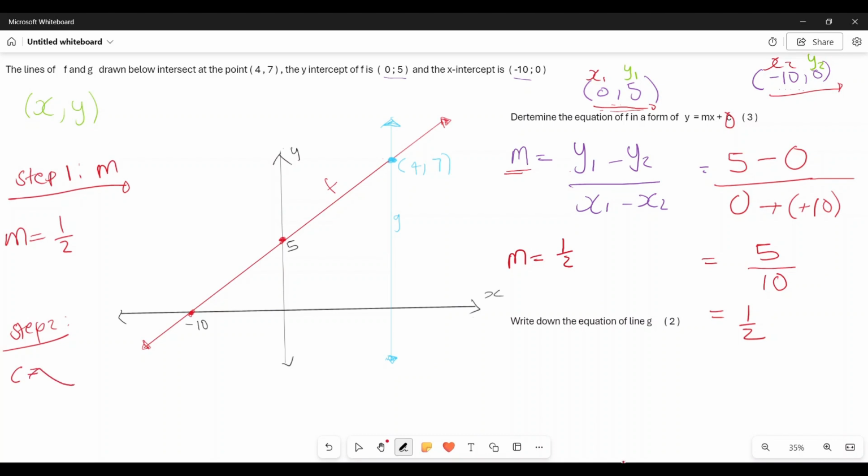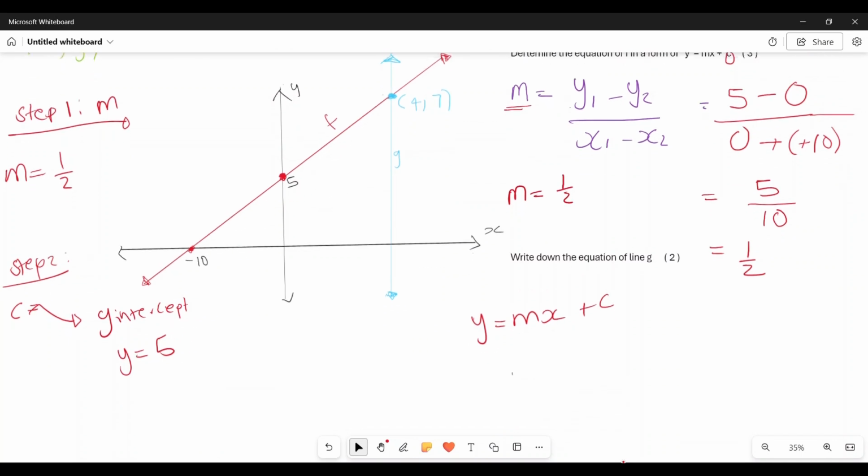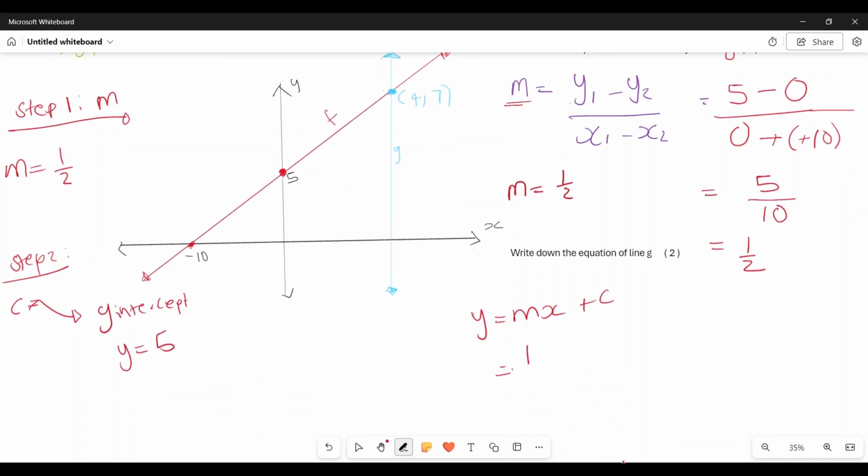Now, remember, what is your c? C is your y-intercept. And what is the y-intercept of this red graph, right? It is at y equals 5. As you could see, this is our y-intercept here. Now, writing my equation in the form of y equals mx plus c. My m, I've calculated as 1 over 2. And this would be x plus my c, which is my y-intercept. In this case, my y-intercept is at 5. So I'm going to write plus 5. And this would be the equation of my f graph.